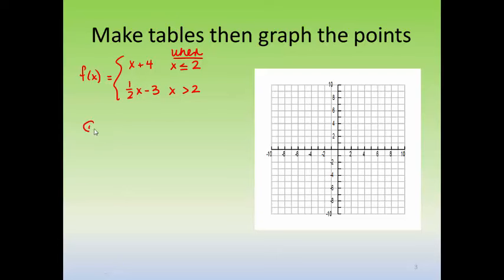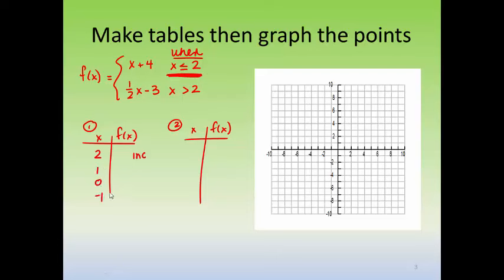Okay? We're going to make some tables. We're going to make a table for the first piece, where we have x and f of x, and we're going to have a table for the second piece for x and f of x. I'm going to use 2 as my value here, and it's going to be included. I'm going to use numbers that are less than 2 now because it tells me to use x is less than or equal to 2. So how about 1 and 0 and -1? This will give me a good picture of what that looks like. And then I'll substitute the numbers in.